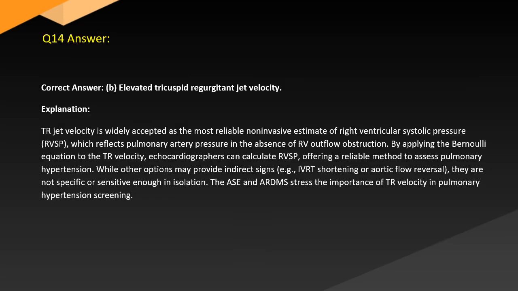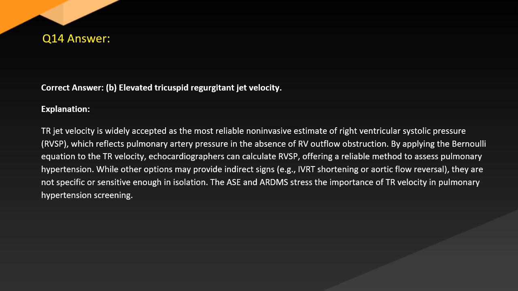Answer. Correct answer B. Elevated tricuspid regurgitant jet velocity. Explanation. TR jet velocity is widely accepted as the most reliable non-invasive estimate of right ventricular systolic pressure, or RVSP, which reflects pulmonary artery pressure in the absence of RV outflow obstruction. By applying the Bernoulli equation to the velocity, echocardiographers can calculate RVSP, offering a reliable method to assess pulmonary hypertension.